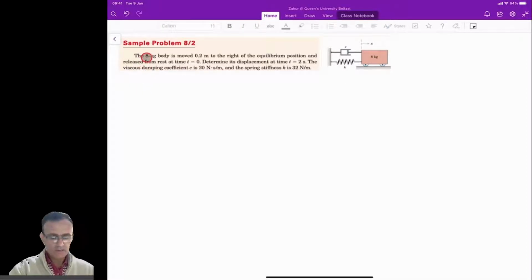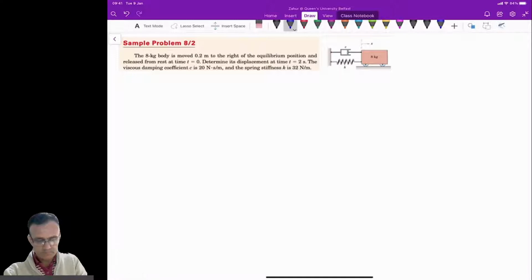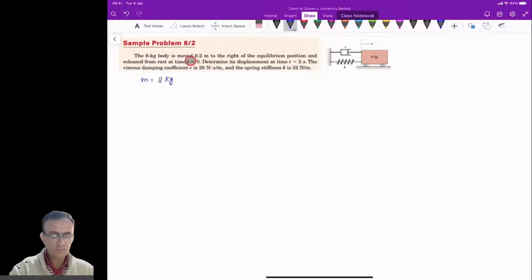Okay, so this is sample problem 8.2. The 8 kg body is moved 0.2 meter to the right of the equilibrium position. So mass is given, which is 8 kg. Move to the right 0.2 meter.